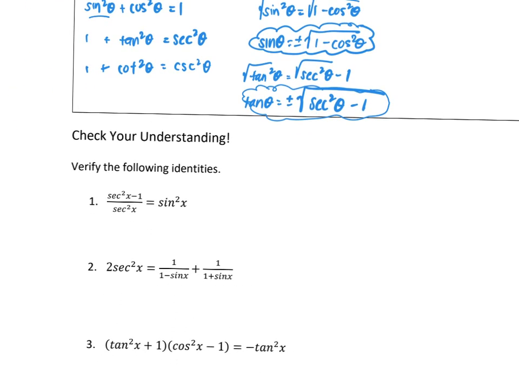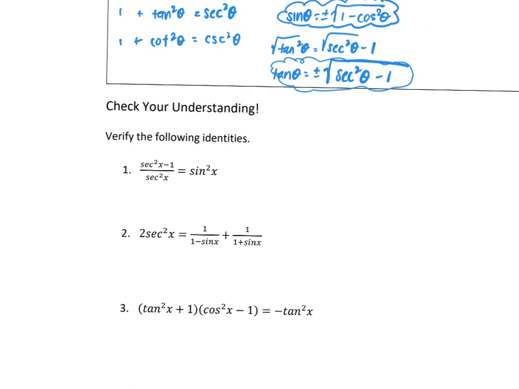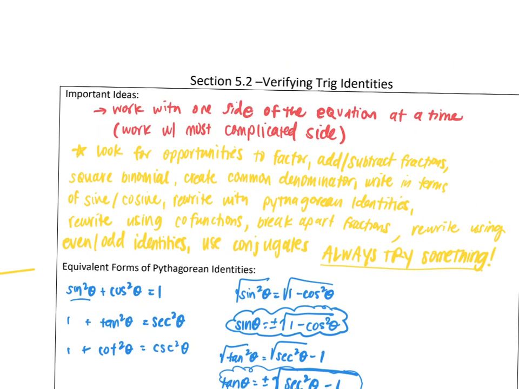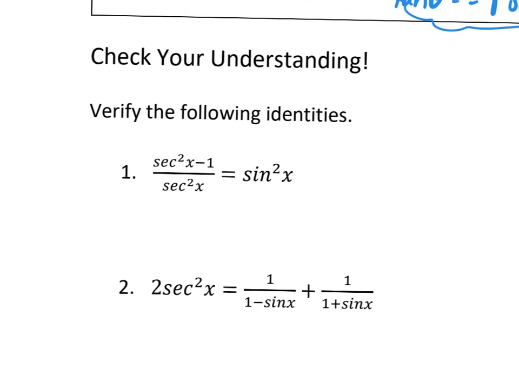All right, let's verify some identities. Okay, and this is where we said work with one side of the equation at a time, work with the most complicated side. So which side is the most complicated? Hopefully you said left. I would agree.